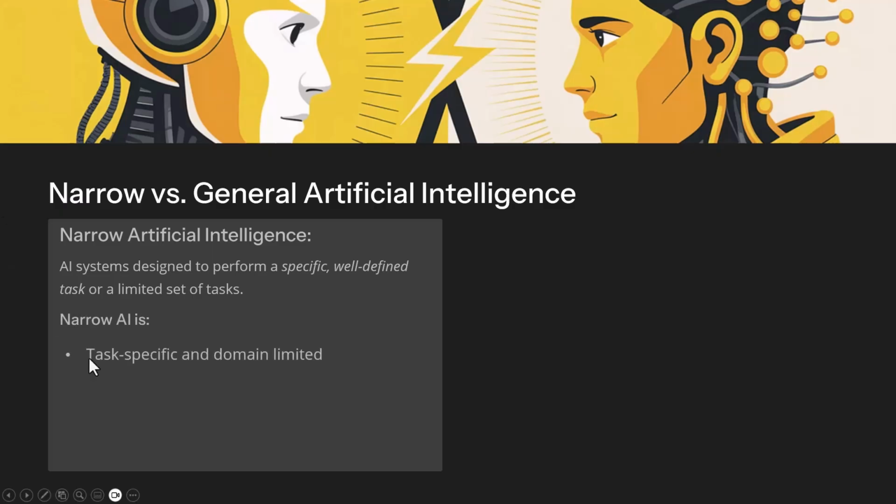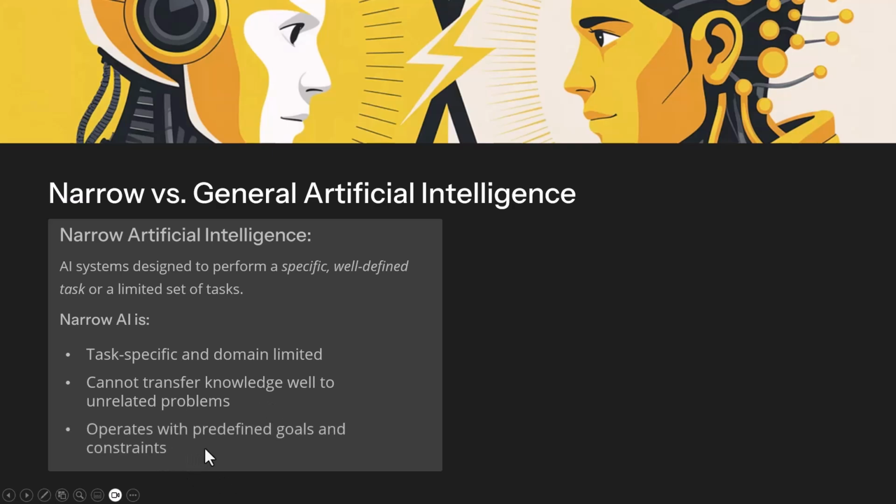So narrow AI is very task specific and domain limited, cannot transfer knowledge well to unrelated problems, and operates with predefined goals and constraints. An example of this would be the famous chess AI system that beat Garry Kasparov in 1997, called Deep Blue. It would be considered a narrow artificial intelligence. It's very, very good at playing chess, but it can't really do anything else other than chess, right? It's very, very narrow in its application.